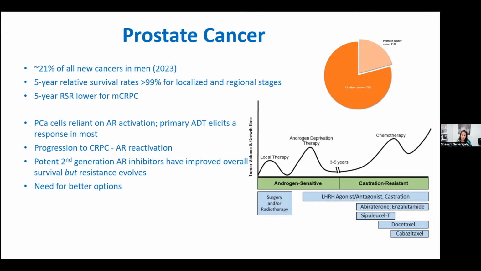Now, prostate cancer cells are very reliant on something called the androgen receptor. So that's why very often in advanced cancers, androgen deprivation therapy is one of the first treatments that are given to men, and it usually elicits a response because the prostate cancer is so reliant on this androgen receptor signaling. However, very often over time, you do get a reactivation of this androgen receptor, and that's what pushes it to castrate resistant prostate cancer. Nowadays, there are more potent, powerful AR inhibitors, and that has improved survival, but you still do see this resistance that keeps on evolving. So there's a need for better options and more focal targets.